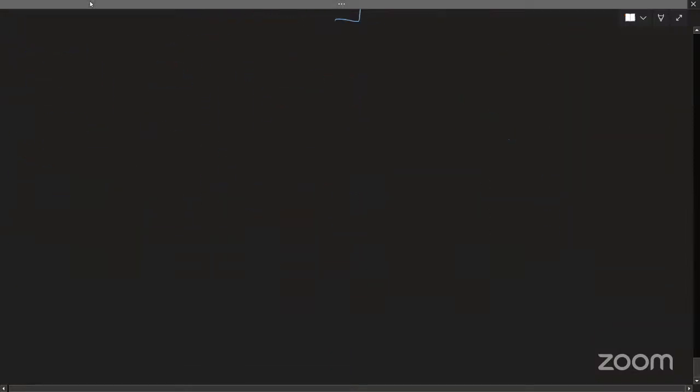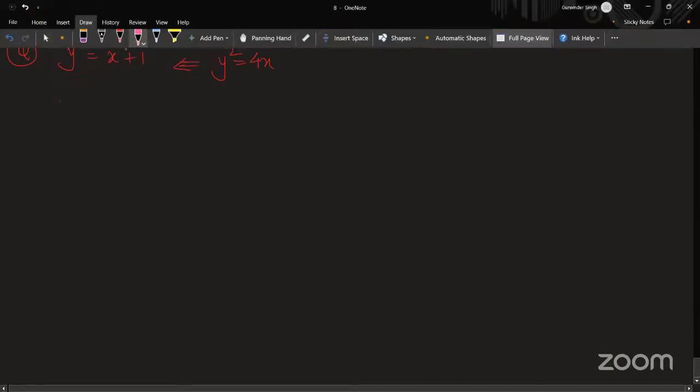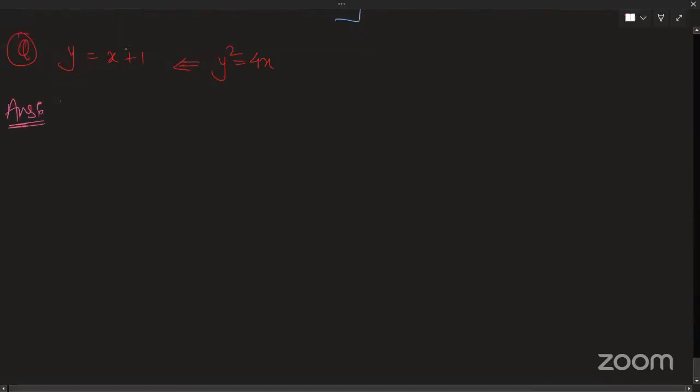Okay, let us just do a few more. So you have been given a line y is x plus 1. It is asking you what is the point on the curve y square is equal to 4x at which this line is a tangent to this curve. So how will we do it?